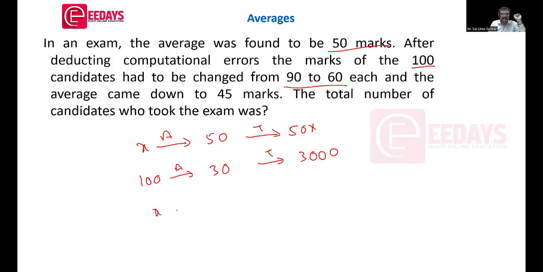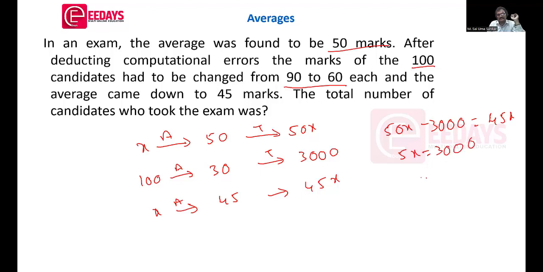Now, what is the new average? That is equal to 45. So, what happened? This is equal to 45X. Initially, the total mark is equal to 50X. If you deduct 3000 marks, then the new total is equal to 45X, right? So 5X is equal to 3000, so X is equal to 600. That is the answer.